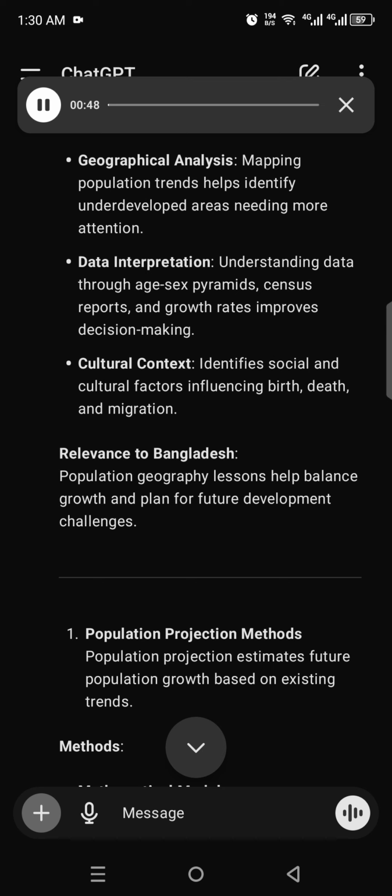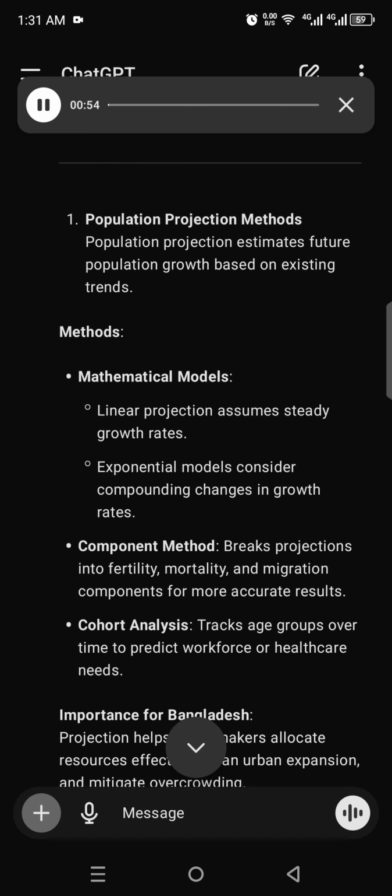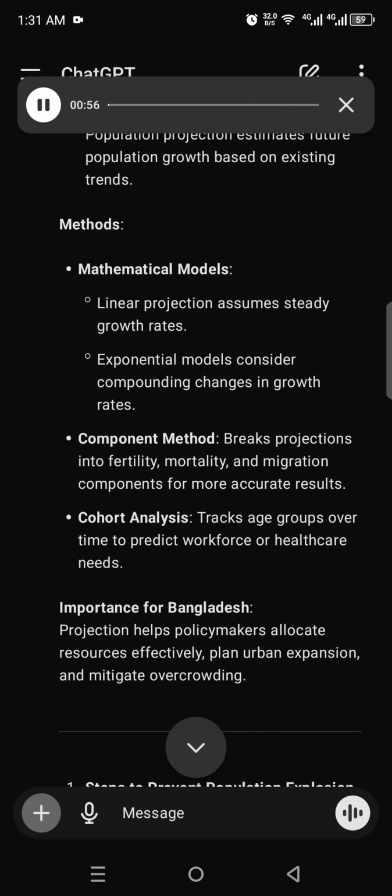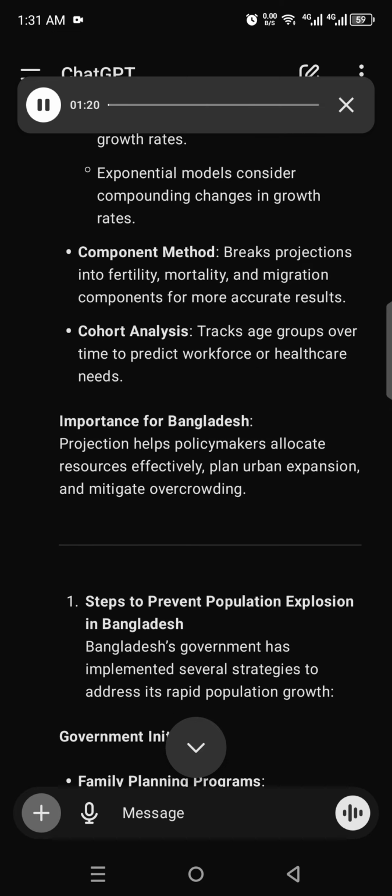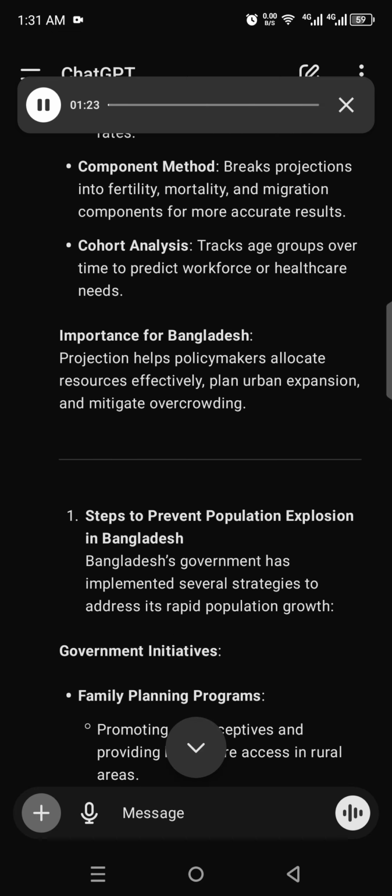22. Population projection methods. Population projection estimates future population growth based on existing trends. Methods. Mathematical models. Linear projection assumes steady growth rates. Exponential models consider compounding changes in growth rates. Component method breaks projections into fertility, mortality, and migration components for more accurate results. Cohort analysis tracks age groups over time to predict workforce or healthcare needs. Importance for Bangladesh. Projection helps policymakers allocate resources effectively, plan urban expansion, and mitigate overcrowding.